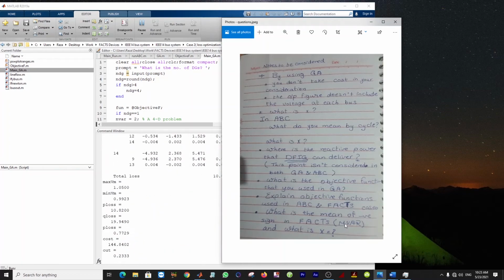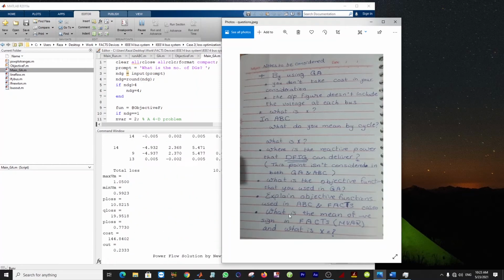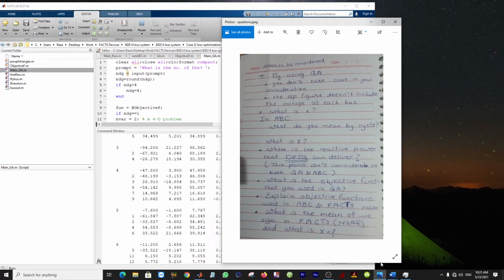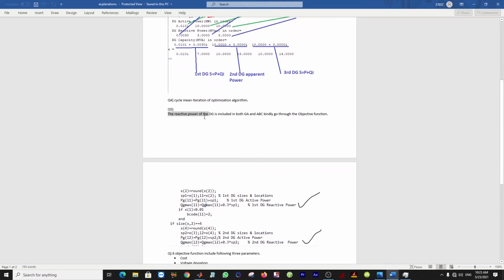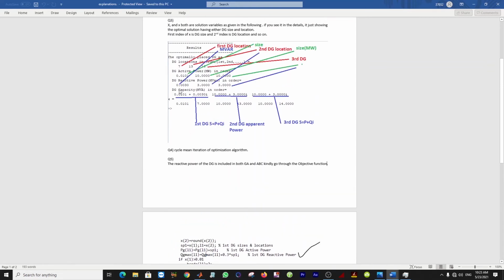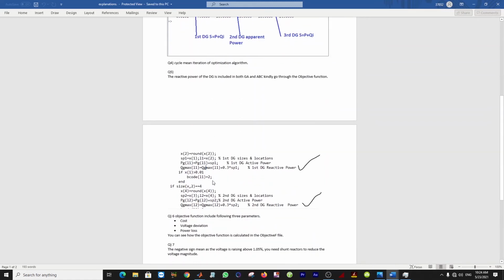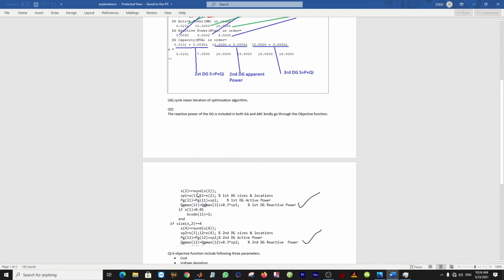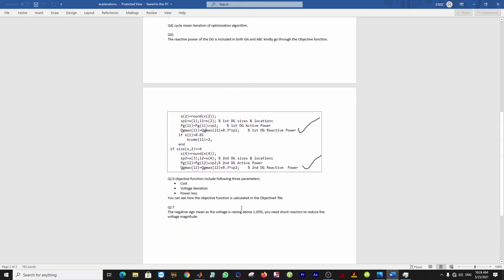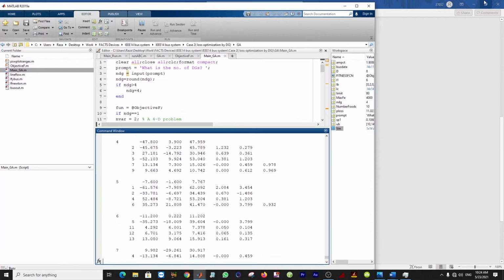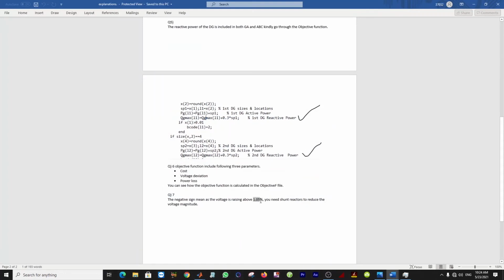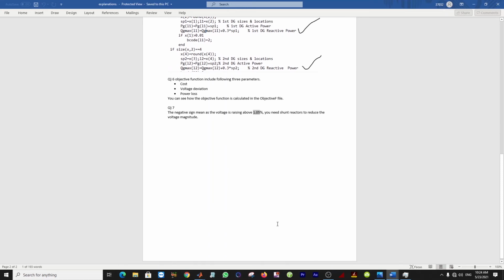So next question. What is the meaning of the negative sign in FACTS MVAR? When you run the FACTS devices code, you will get results in negative. So let me answer it. Here the reactive power of DG is included in both GA. When you go through the objective function, in this image is the capacity of reactive power, but in the MATLAB code you can see here is the result and here is the input we include. A negative sign means the voltage is rising to 1.05 per unit, so that's the problem. When our voltage increases to 1.05 per unit, then we need to use shunt reactors to compensate voltages.